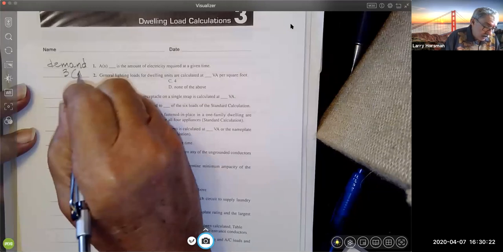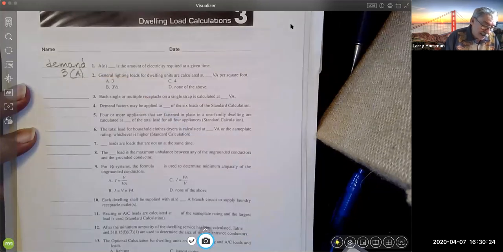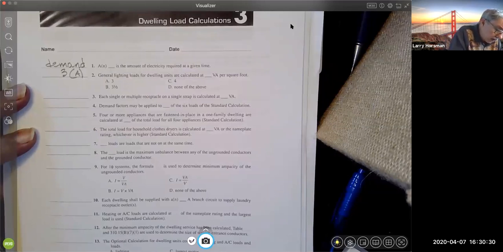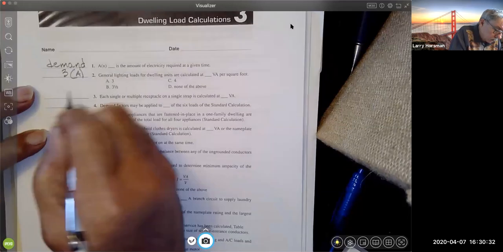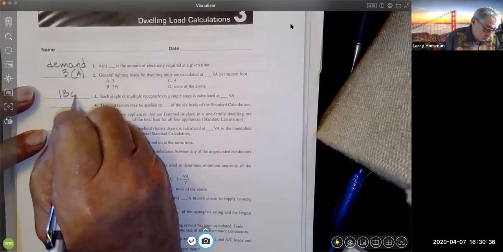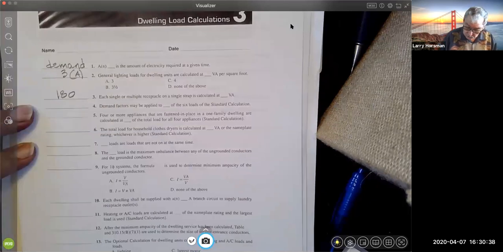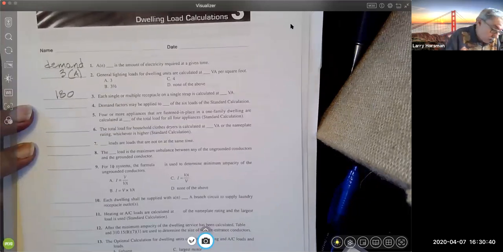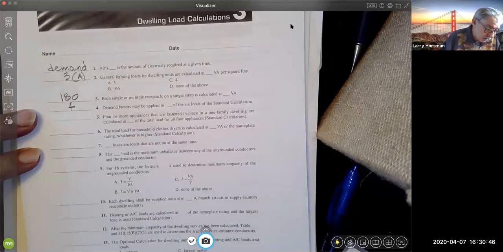3. Each single or multiple receptacle on a single strap is calculated at 180 volt amperes or watts. 4. Demand factors are applied to 4 of the 6 loads of the standard calculation.